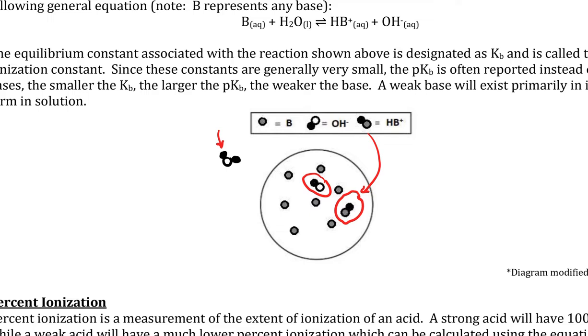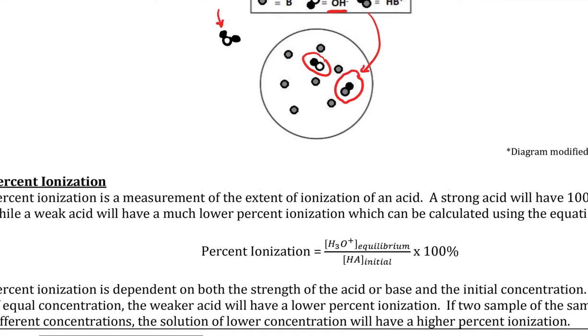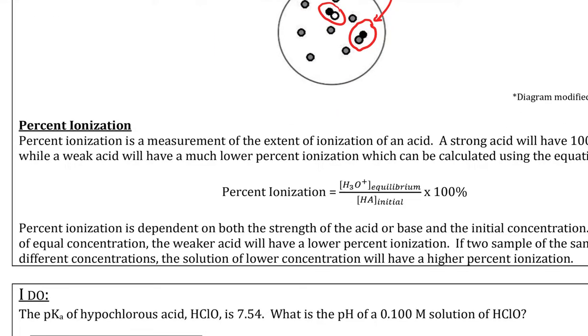And that's the key, right? There's our base particle. How many of those have really been formed? Only one of the base molecules or particles here has been able to make a hydroxide. Just like in the previous question, only one of the acid particles has been able to make a hydronium particle.